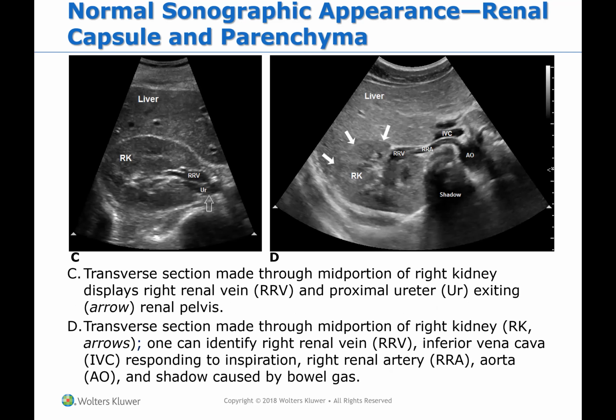Here's a transverse portion through the right kidney, showing the right renal vein going in, RRV, and the ureter. And you can see how bright it is where the veins and ureter go in. And again, that's the renal pelvis, the renal sinus.